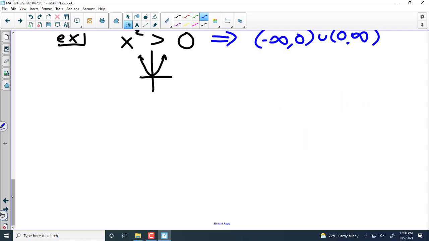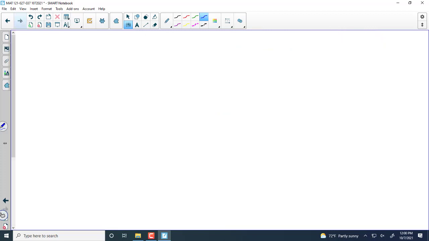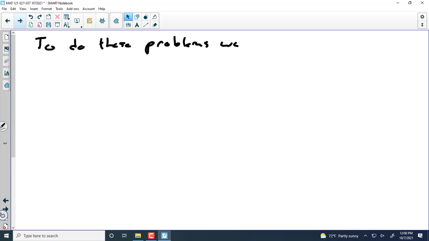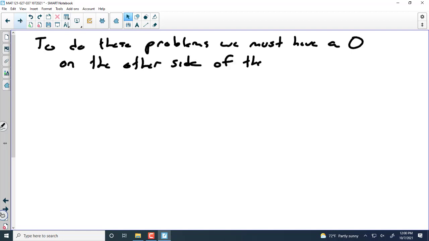What makes this harder? This is what makes this harder, everyone. To do these problems, we must have a 0. By that I mean the number 0 on the other side of the inequality.